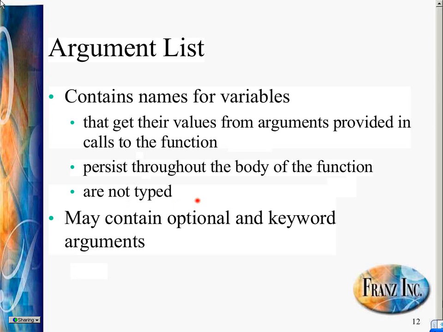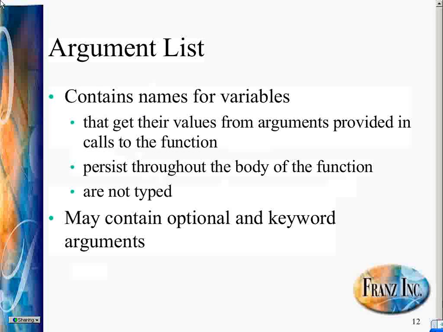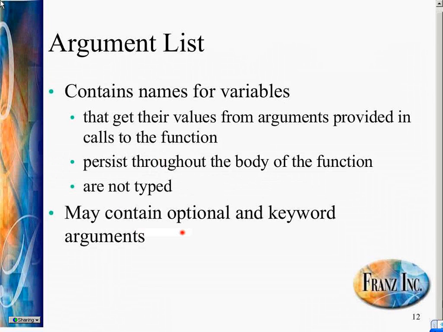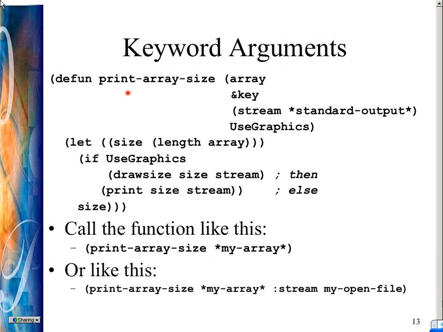Now, if it's not a proper argument to the function, if you don't give a number here, plus is only valid for numbers, then you're going to run into trouble. But there's nothing invalid about any list type being passed as an argument. And then argument lists may contain optional and keyword arguments, as we're about to describe. Now, both optional and keyword arguments are ways that you can define a function and allow it to take additional arguments which you either supply or don't supply as the situation calls for.